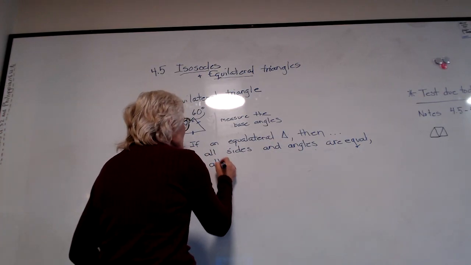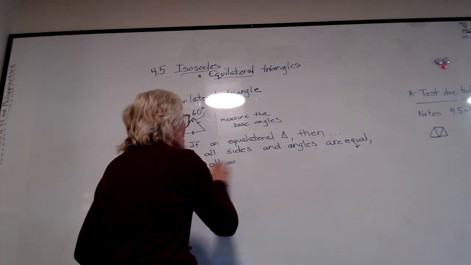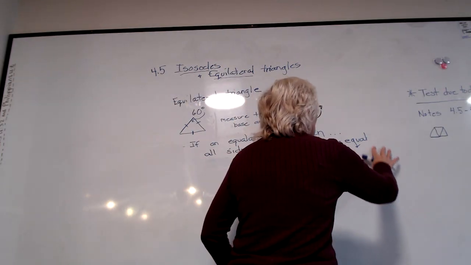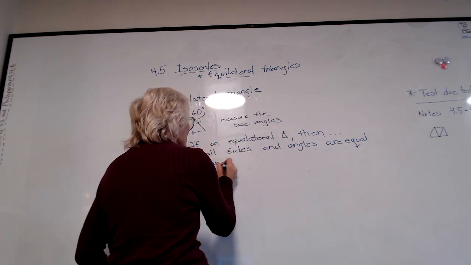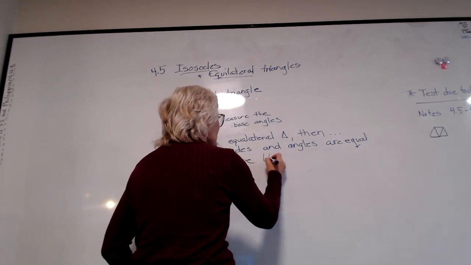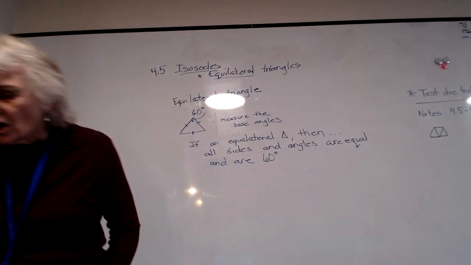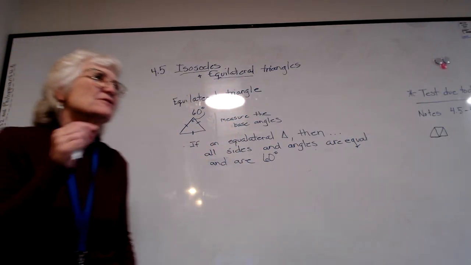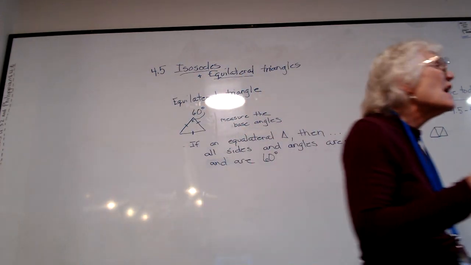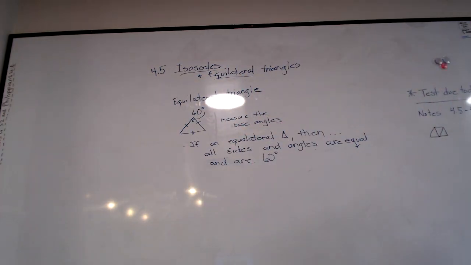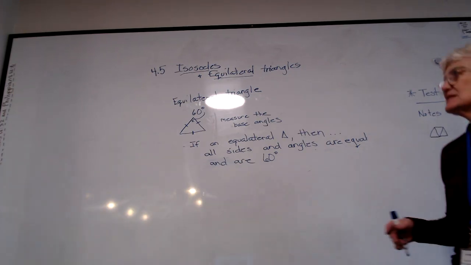So all angles, you can also say this, are equal and are 60 degrees. We can actually know that every time I draw an equilateral triangle, it doesn't matter what the size, you are going to get 60-degree angles. That will be true. It's not that they're just equal, but they're all 60 degrees. You will never have an equilateral triangle that does not have angles that are 60 degrees.